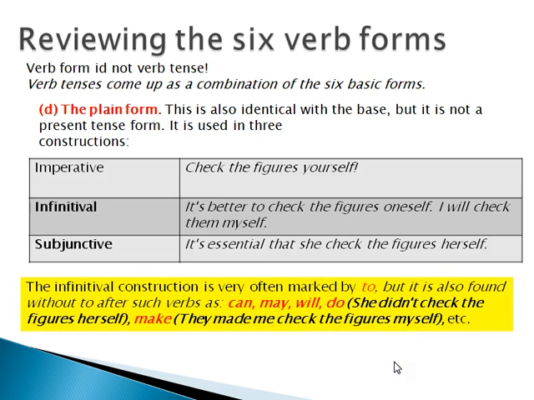The infinitive is often marked, but it's also found after such verbs as can, may, will, do, make. Because these verbs, with the exception of make and do, are what we call the anomalous verbs, the modal verbs, and they require infinitival after them. Do and make and have will work as auxiliaries.